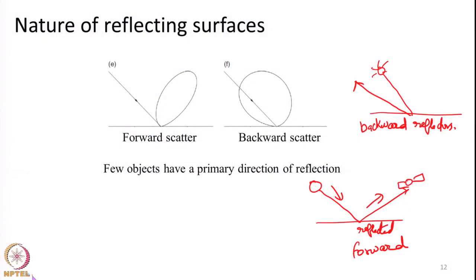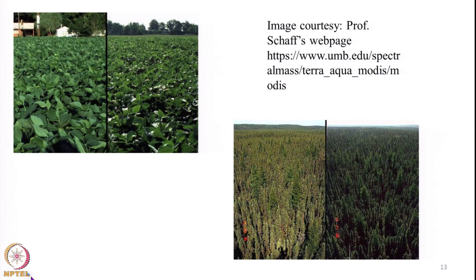If the sensor position changes, it introduces a completely different view of the object we are looking at. A few examples are given in the next slides. These slides show you how vegetation looks when we take photographs in forward and backward directions. Vegetation is primarily a backward scatterer, that is, most of the energy reflected from vegetation is in the same direction as the incoming radiation. So, reflection will happen in the same direction.